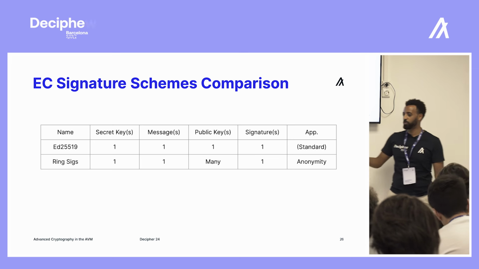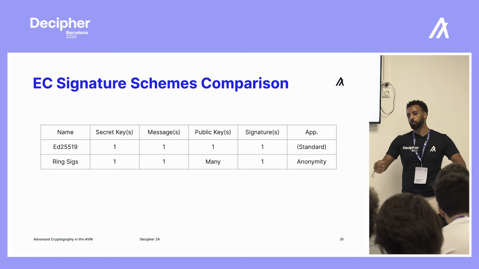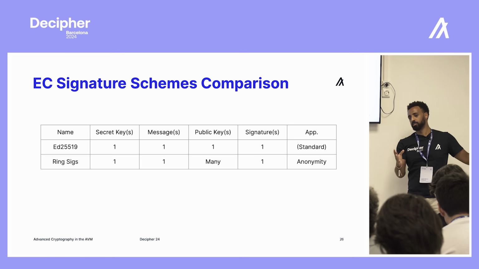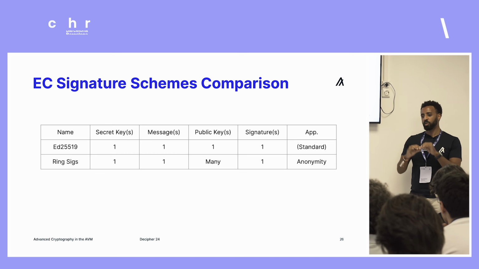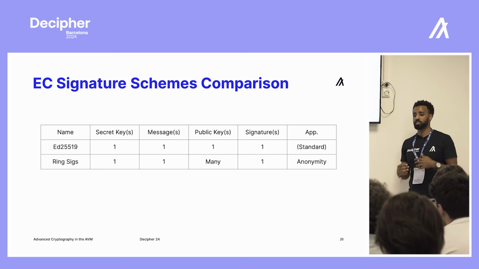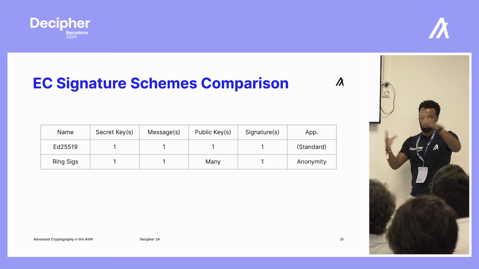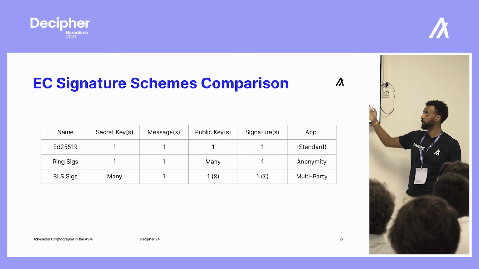Here you have one person signing one message, but they're including a bunch of other people's public keys and obfuscating themselves with it. So you can't really tell which one of these public keys belongs to the signer, who's actually signing. You just know that there's a cloud of them. And this allows you to do anonymity.